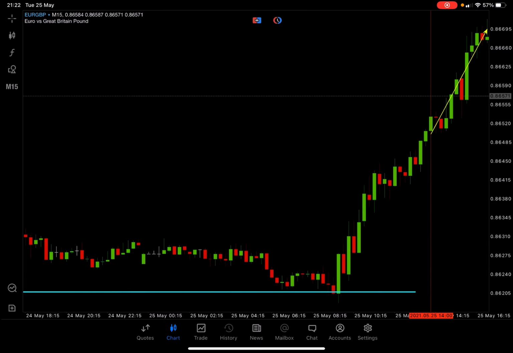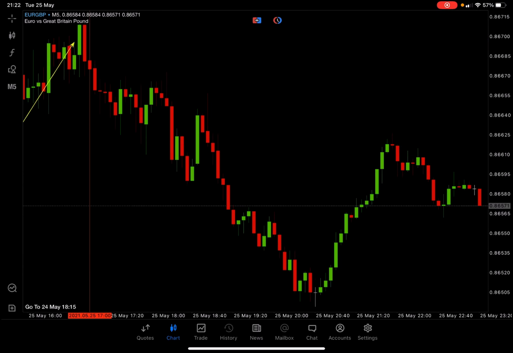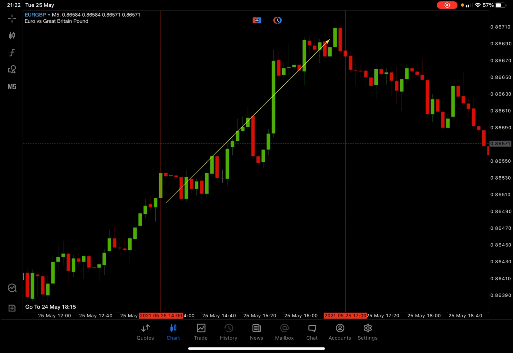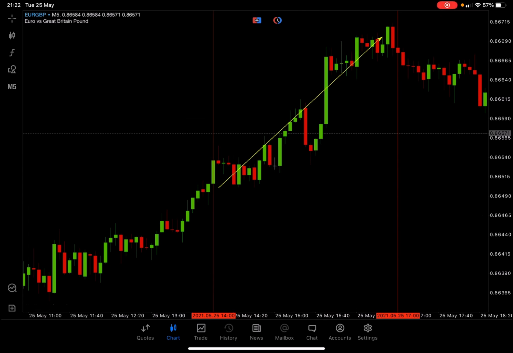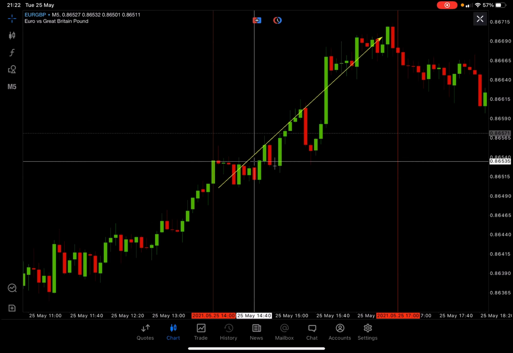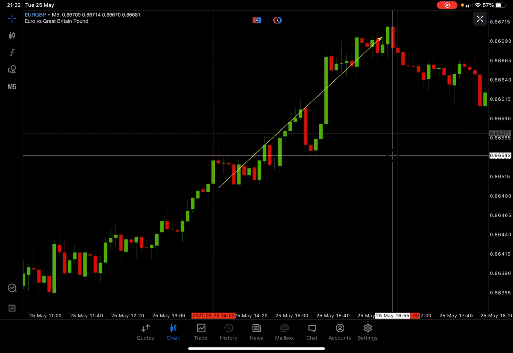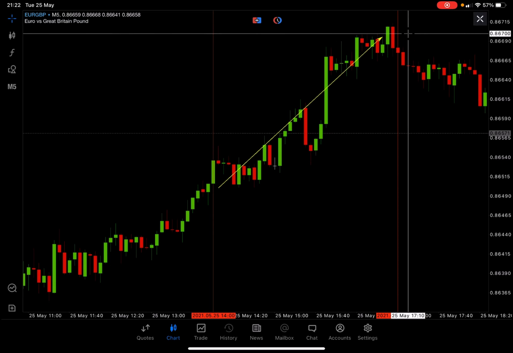Okay, so then we go down to the 5-minute time frame, and you can see that on this pair today we had a clear movement up with hardly any retracement, so it's a full bullish day. And then as you see, we get to the end of the time zone and it finishes.